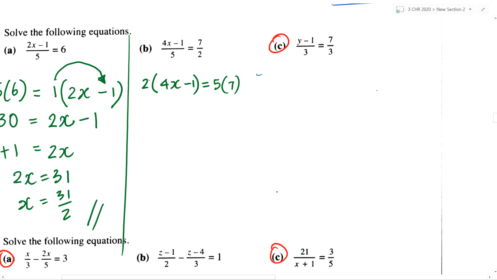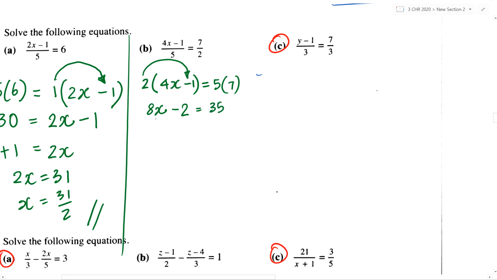Now, 2 over here is positive. So positive times 4x, we do not need to change the sign. It will remain as positive. We have 2 times of 4x. So that gives us 8x. Next, positive 2 times negative 1. The sign is not going to change. We are going to keep it as negative because this 2 is positive. So 2 times minus 1 is minus 2. You can use your calculator to confirm. On the other side, we have 5 times 7, which is 35.